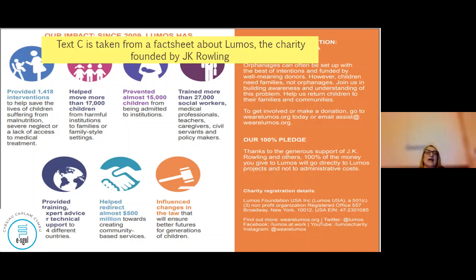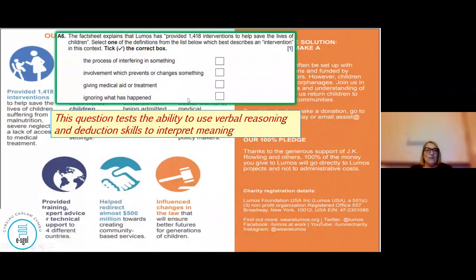Okay, so text C then is a fact sheet all about Lumos, a charity founded by J.K. Rowling. And our first question here then, which I can't actually see. Could you read that out to me, Miss? Sorry, I can't see it. I can, yeah. This fact sheet explains that Lumos has provided 1,418 interventions to help save the lives of children.